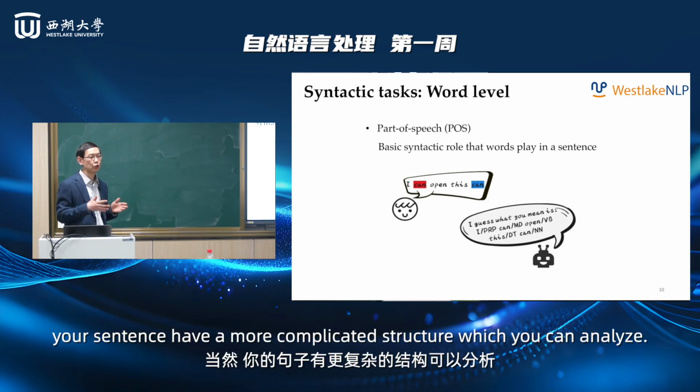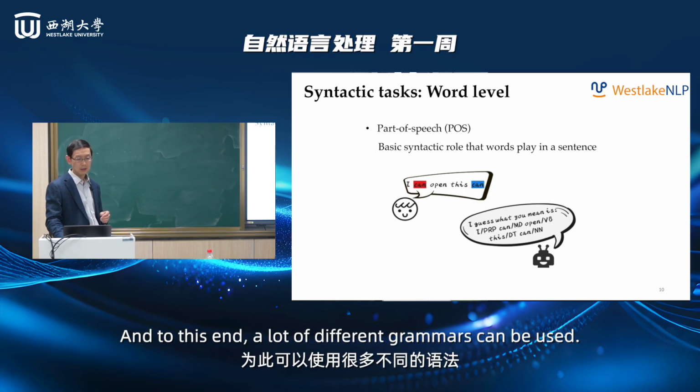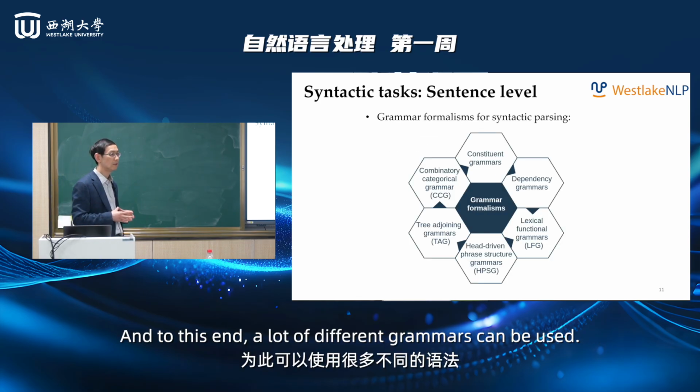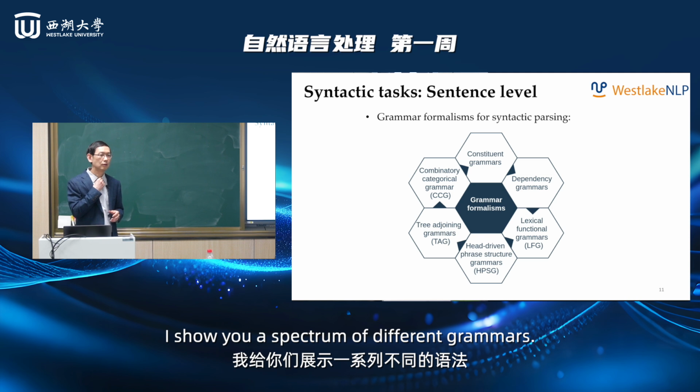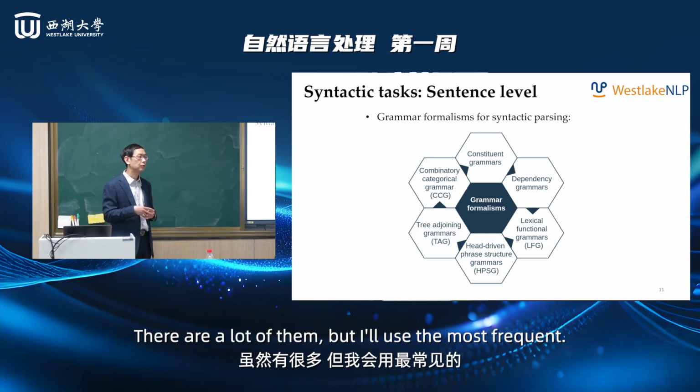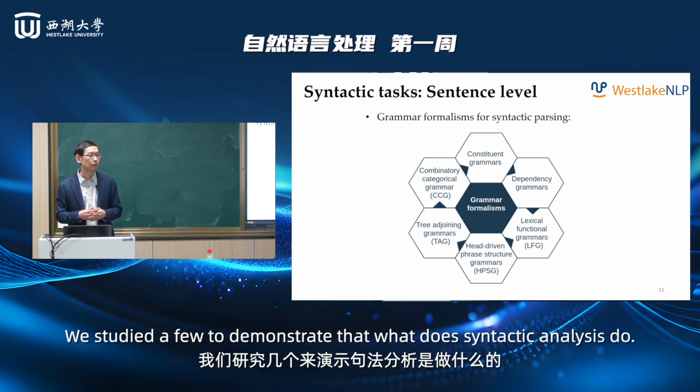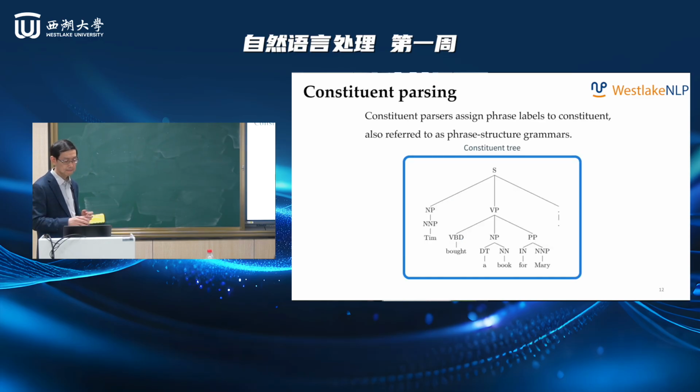All right, so part of speech tagging is the bottom level of syntactic analysis. And of course, your sentence has a more complicated structure which you can analyze. And to this end, a lot of different grammars can be used. I show you a spectrum of different grammars. There are a lot of them. But I'll use the most frequently studied few to demonstrate what syntactic analysis does, okay?